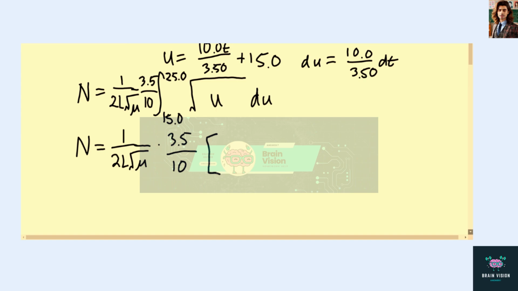The square root is the same thing as taking something to the 1/2 power. So in order to do the integral of that, we have to raise the power by 1 and then divide the whole thing by that power. So we'll be raising the power from 1/2 to 3/2 and then divide by 3/2, which is the same as multiplying by 2/3. So the integral of the square root of u is equal to 2/3 u to the 3/2 power. And then that is going to be evaluated from 15 to 25.